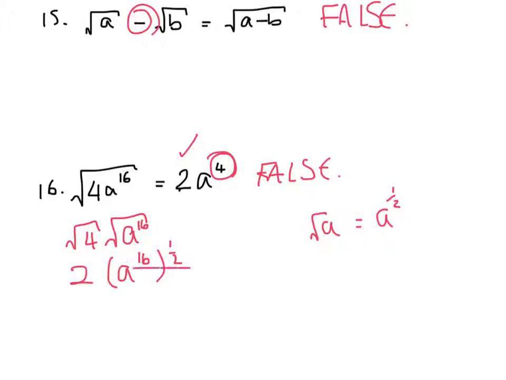And then because we've got these over a bracket, we can multiply them together. So we've got 16 times a half, which is 8. What's actually happened here is that number's gotten square rooted as well, which isn't true. That's not what happens with indices. So this should be 2a to the 8, not 2a to the 4.